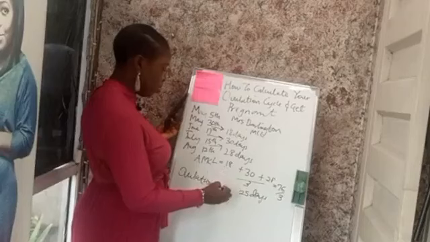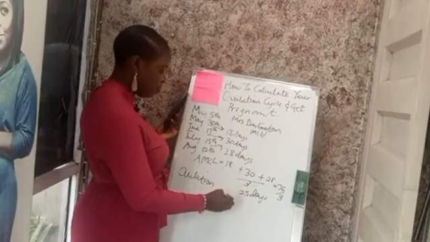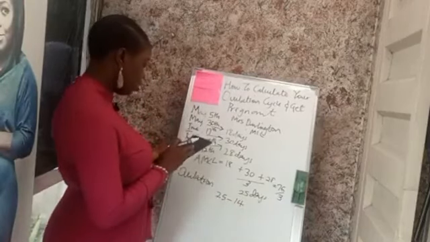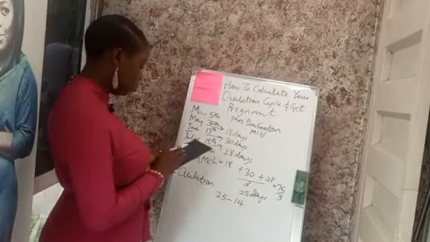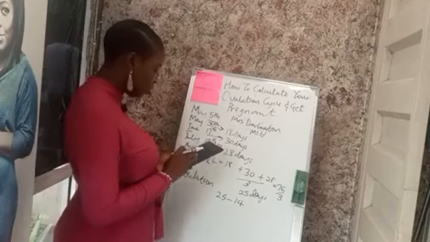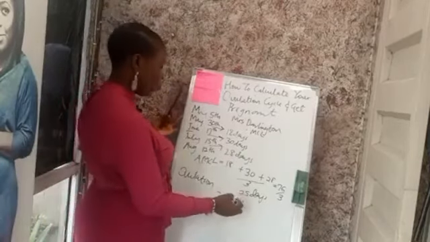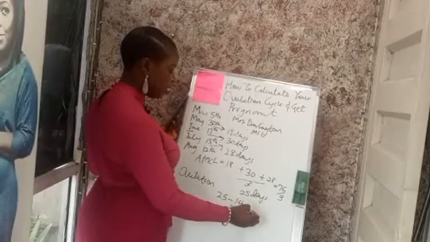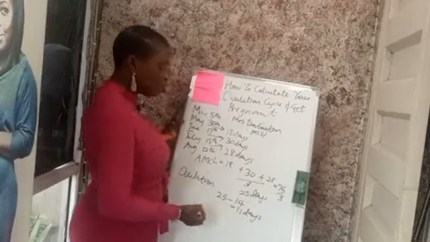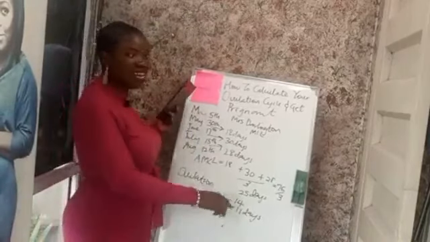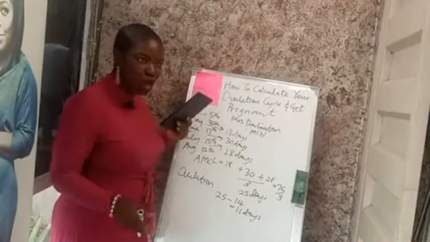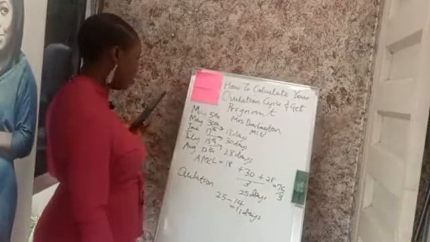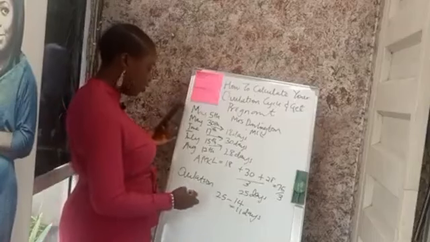So that will be 25 minus 14. What will this give you? Okay, it's 25. Use your calculator, so you get it exactly the way you should get it. So this will give us 11 days. So our ovulation day is the 11th day into our next cycle. Did you get that? The 11th day into our next cycle.